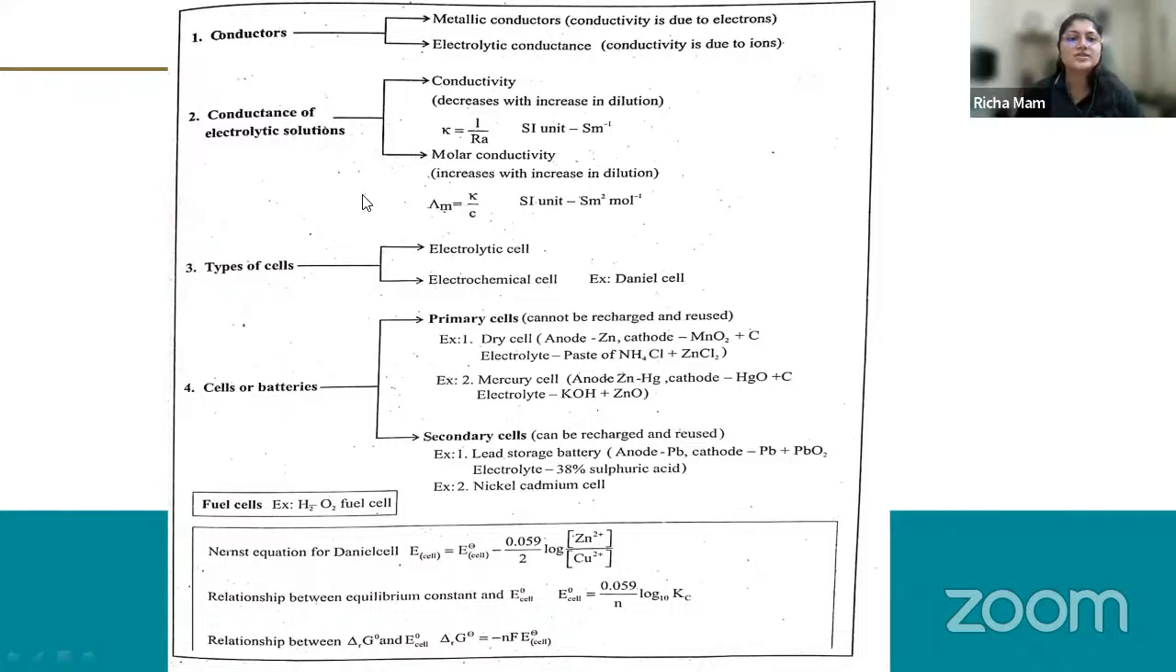So this is about the conductance of electrolytic solution. Remember specific conductivity and molar conductivity, as this is an asked question. The next important concept is about types of cells. So next is about types of cells.